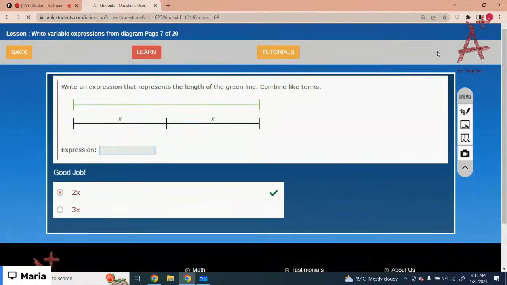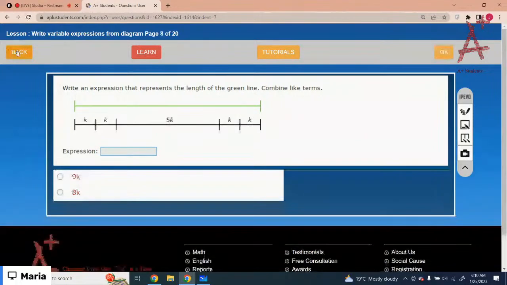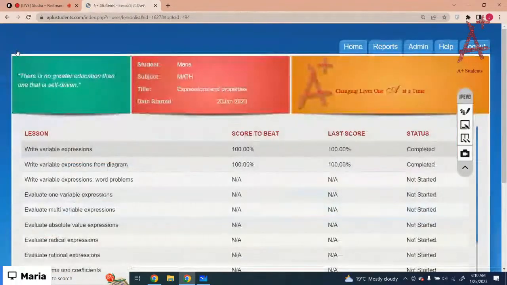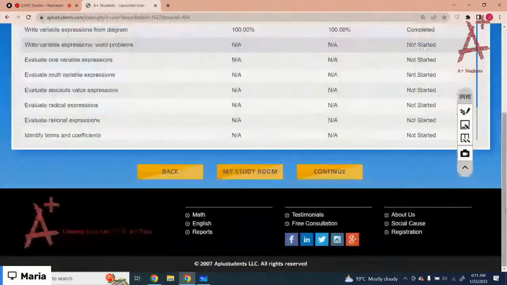Very good. Okay, you can complete the test by yourself today. Let me just move on to the next lesson. The next lesson is variable expressions, word problems. So let's just start with the next lesson.